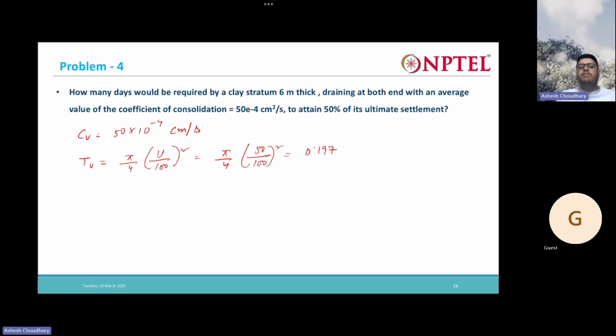So these values you can remember. For 50% it is 0.197, for 90% if I remember, it's 0.848 or 83 or something like that. So you can check. What are the TV values, the time factor values, for 50% settlement and 90% settlement? This you should remember for fast calculation. Okay. So T50 I got.